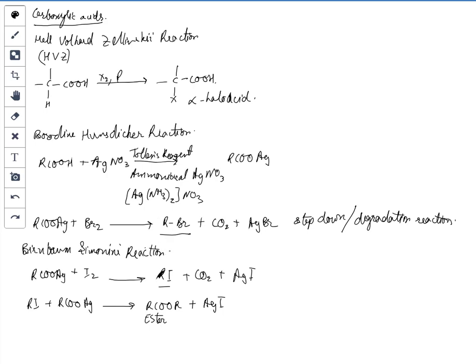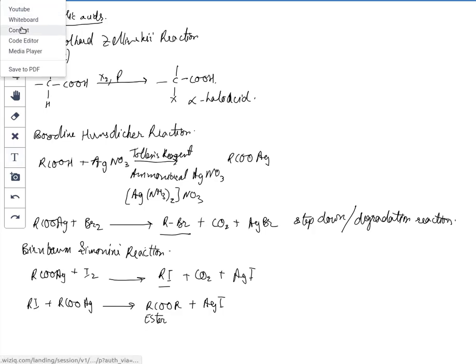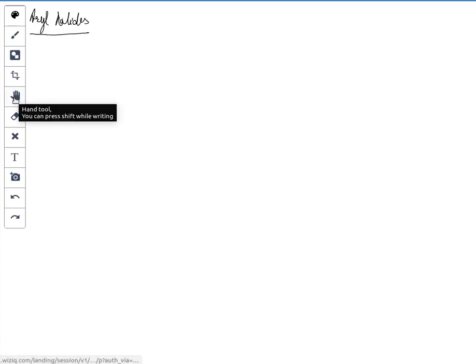So this was the method of preparation of alkyl halides from carboxylic acid. Now alkyl halides are not prepared from the carboxylic acid derivatives, that is esters and anhydrides and all. They are not prepared from that. Now we are going to talk about the preparation of aryl halides.